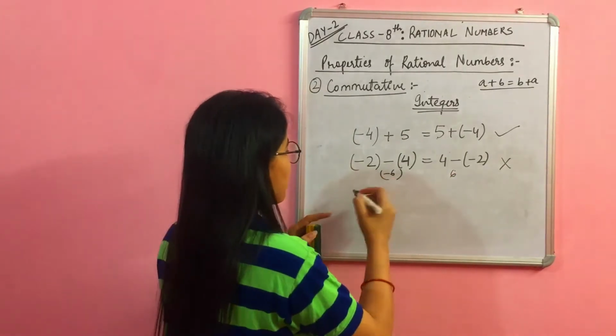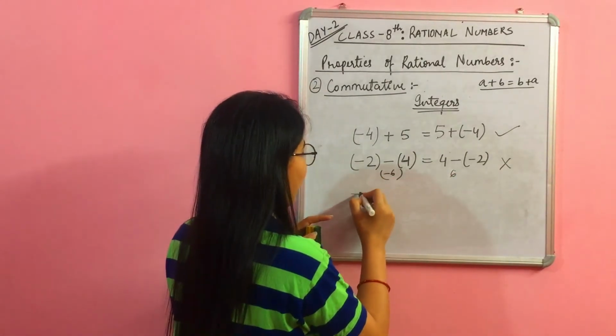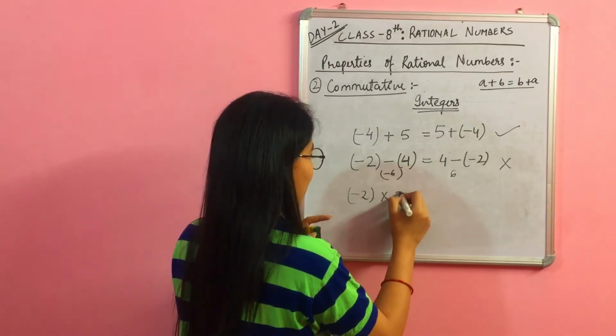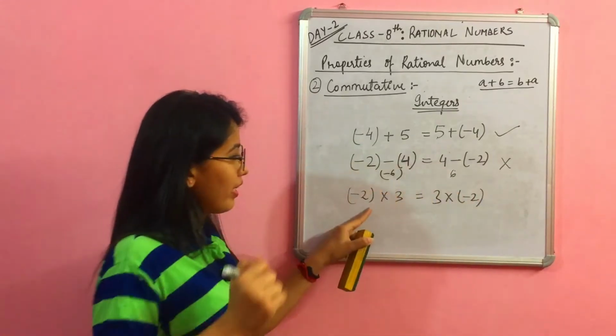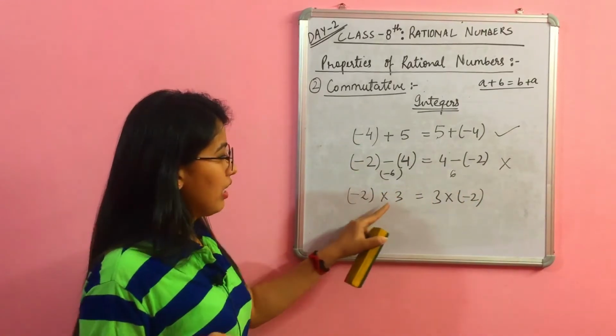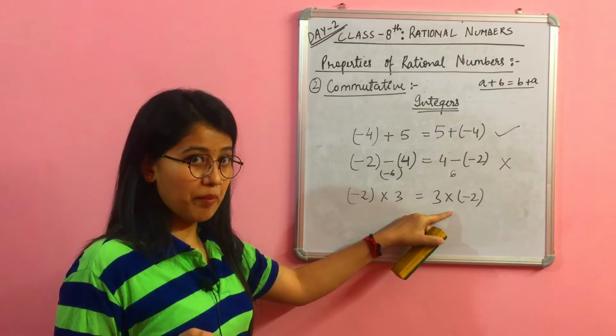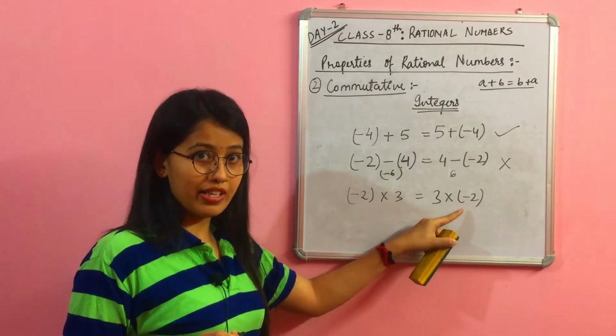Let us check for multiplication. If I am having two integers, say minus 2 multiplied with 3 and 3 multiplied with minus 2, if you can clearly see here, the result will be the same. LHS will be equal to RHS only.